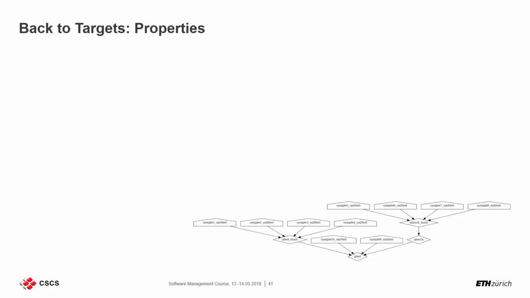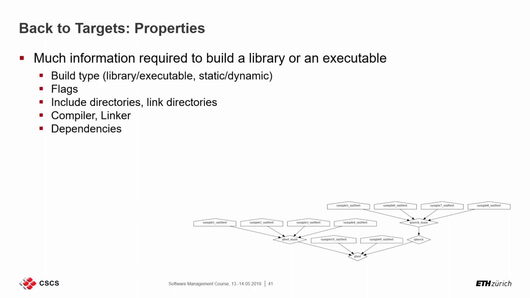So back to targets. What are targets? Targets are kind of building this graph that you see in the bottom. So we have nodes. These are the executables and the libraries. And we now need some information about how we can build those nodes. So how can we get an executable from, what do we have, sample 9 unit test. We need to know what is the build type of this thing, whether the library is an executable.